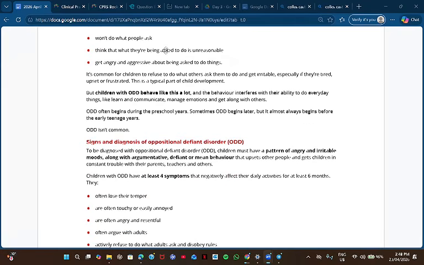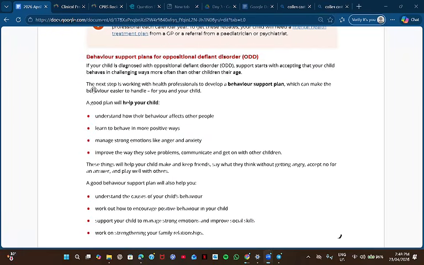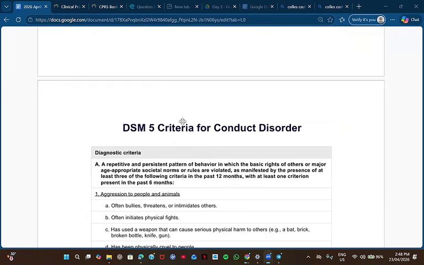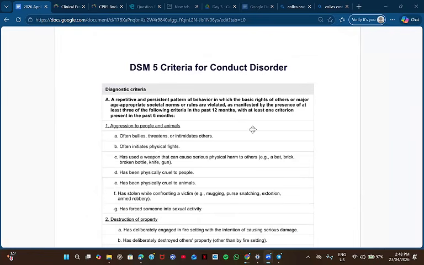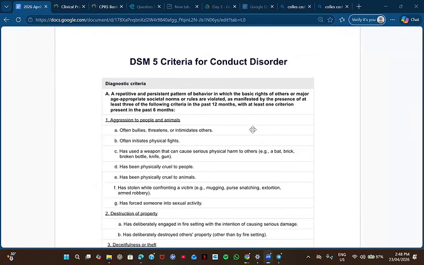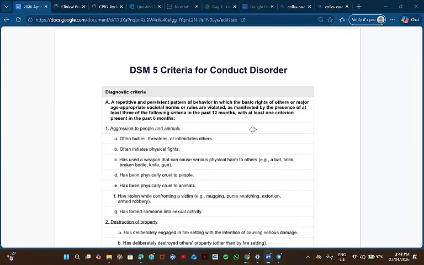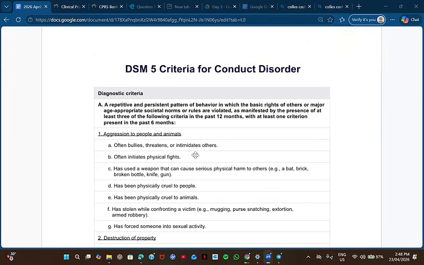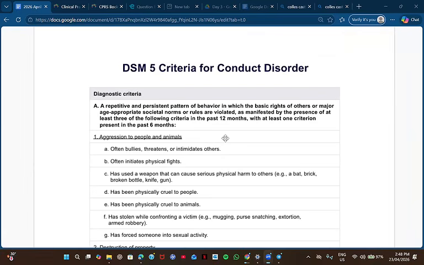Now tell me how we should treat, the initial management. We always start with non-pharmacological therapy, right? So we have to start with behavioral support for these patients, CBT. Okay. So what about conduct disorder? I have added this to differentiate ODD and conduct disorder. So what is conduct disorder? Because you need to differentiate ODD from conduct disorder. Tell me.